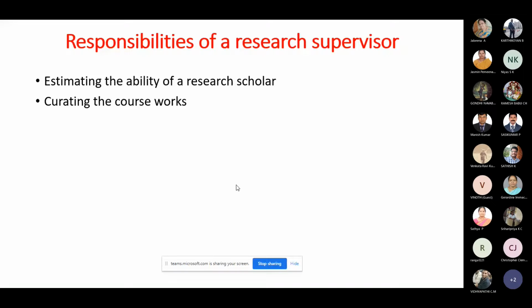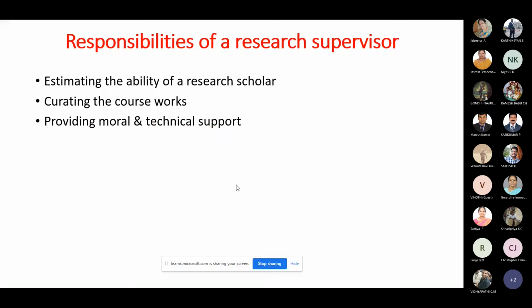Curating the courseworks. Research supervisor plays a crucial role here. He has to design the coursework. He can design on his own some kind of self-study courses, some skills. A research supervisor may think that these skills may be really mandatory for the scholar to understand. Let him upgrade, right? I would say that's the responsibility of a supervisor.